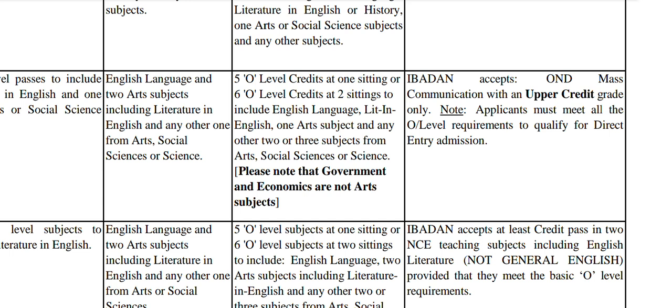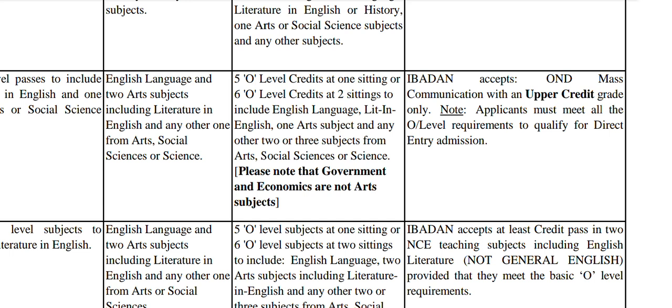Art subjects are literature in English, Yoruba, CRS. Those are art subjects. Economics is not an art subject, it's a social science subject. Government is not an art subject, it's a social science subject. History as well is an art subject.